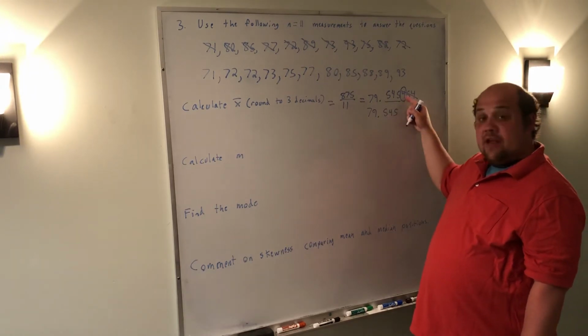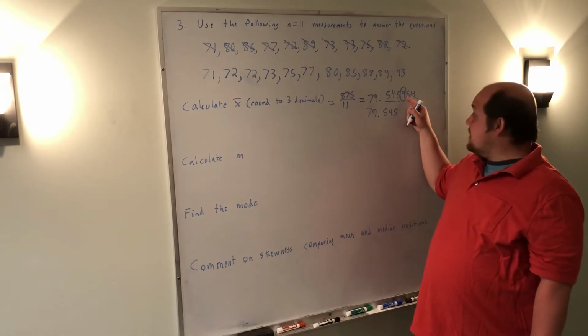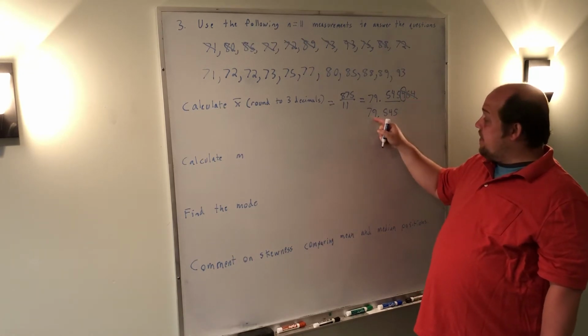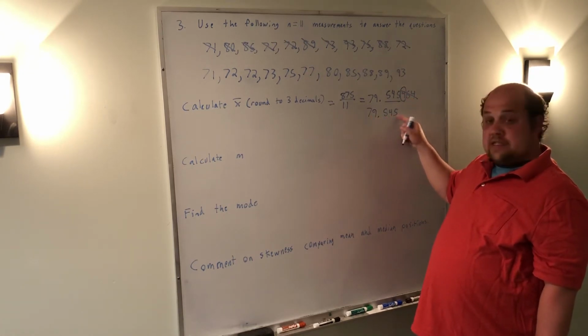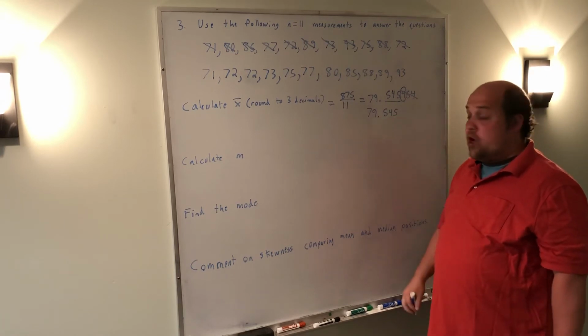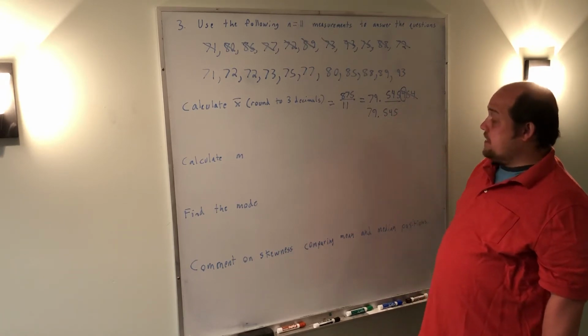If instead of being a 4, this had been a 7, for instance, I need to report my answer as 79.546 because I would have to round up 1 from the 5 to make it a 6.